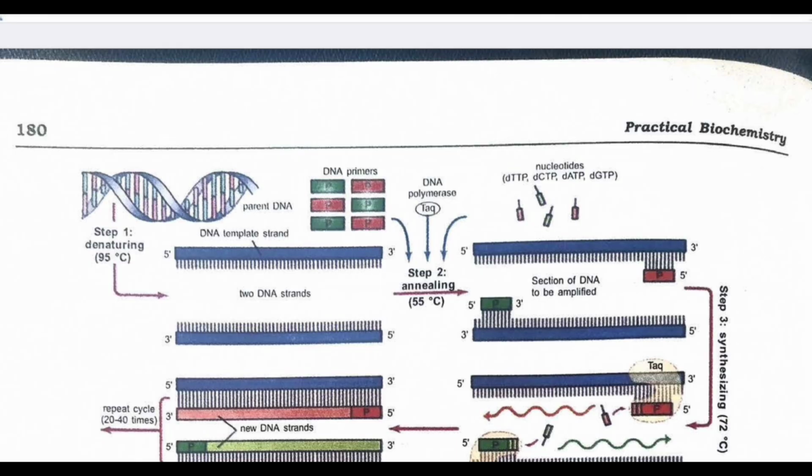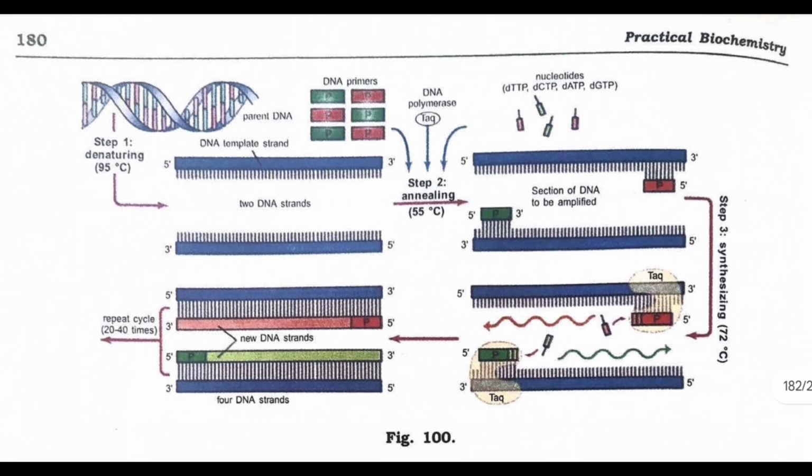Step 1. Denaturing, 95 degrees Celsius. Parent DNA, DNA template strand, DNA primer to DNA strand. Step 2. Annealing, 55 degrees Celsius. Section of DNA to be amplified. Nucleotides: dTTP, dCTP, dATP, dGTP. Step 3. Synthesizing, 72 degrees Celsius.